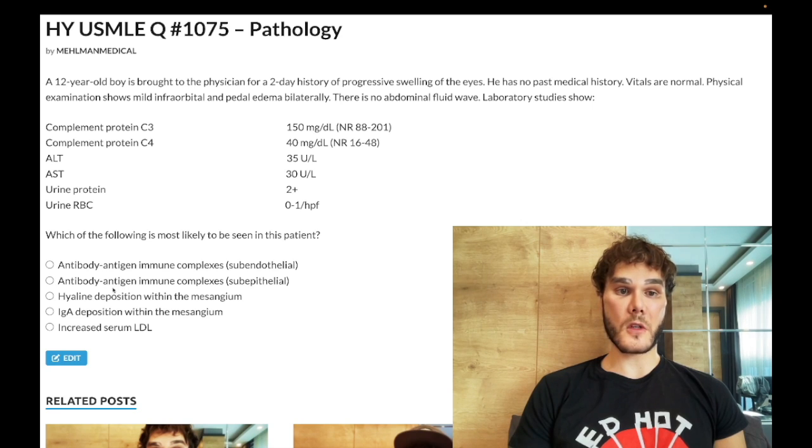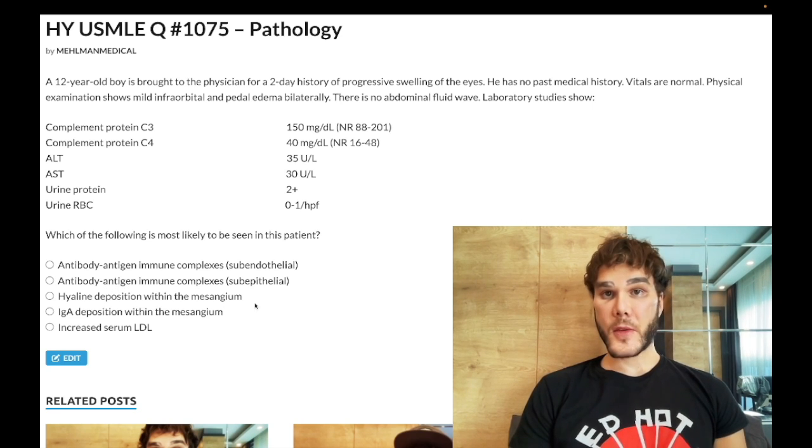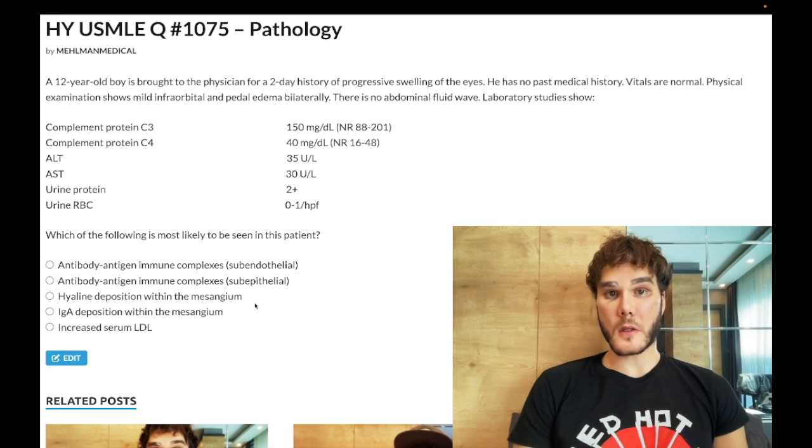Choice C, hyaline deposition of the mesangium. Wrong answer. First, that's diabetic glomerulosclerosis. Clearly not the demographic that we'd have here. Kimmelstiel-Wilson nodules, they're hyaline. They look like pink circles on histology. I've made clips on that stuff.